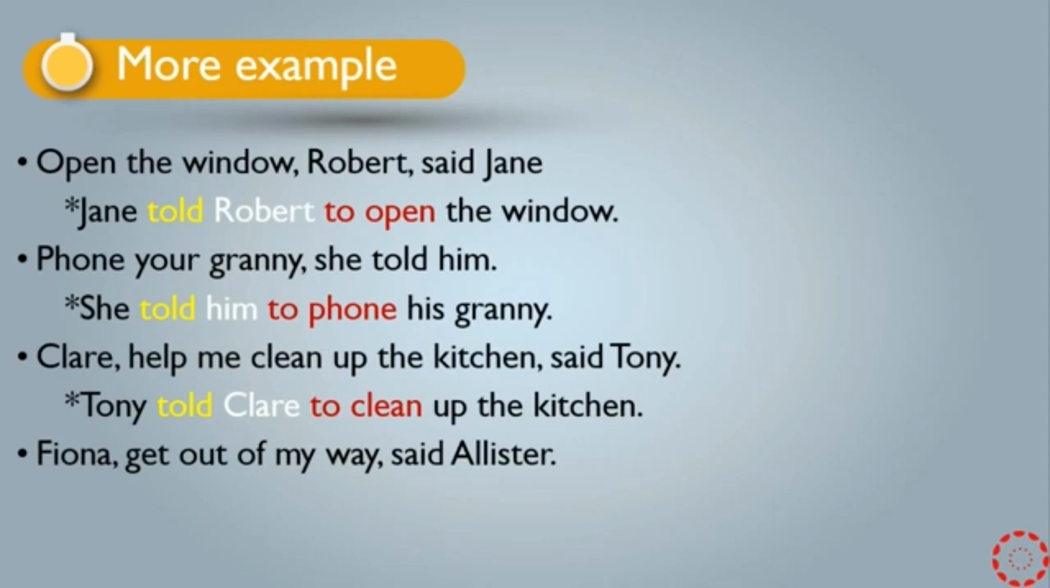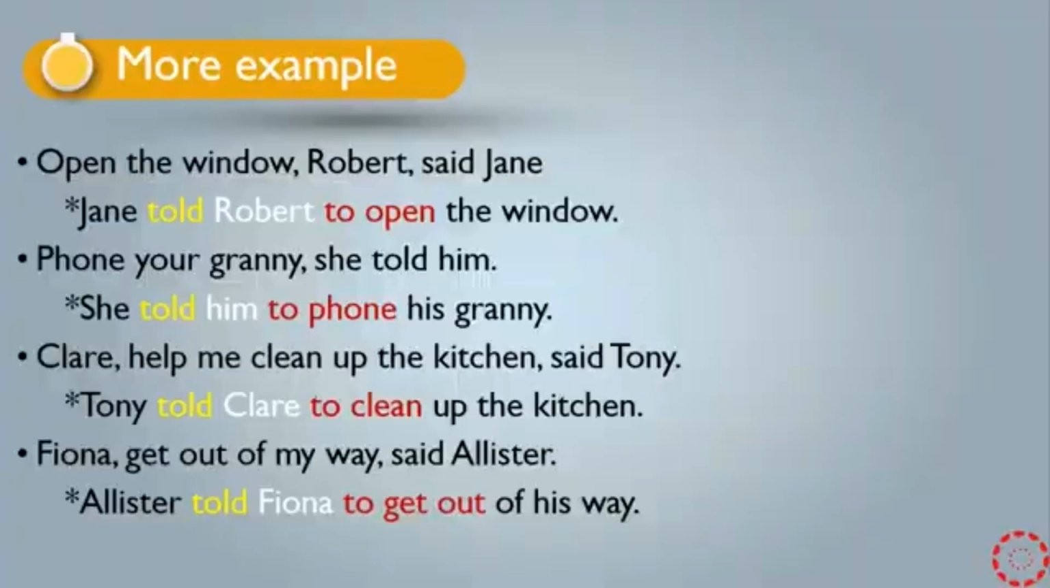Fiona, get out of my way, said Alistair. Okay, Alistair said to Fiona, get out of my way. So it became what? Alistair told Fiona, not Fiona told Alistair. Okay, so we have to be careful and you have to know the meaning of the sentence. Alistair told Fiona to get out of the way. Okay, be careful about that.